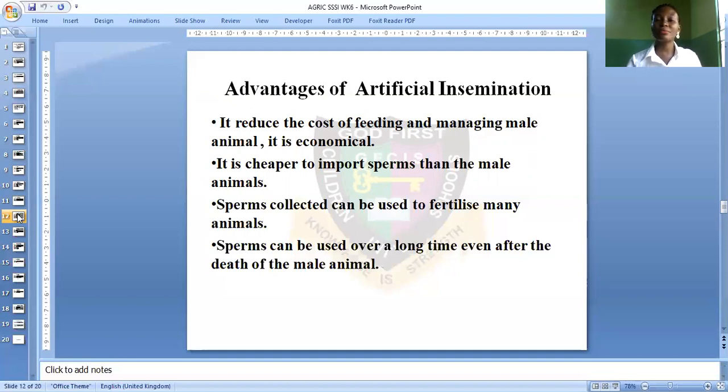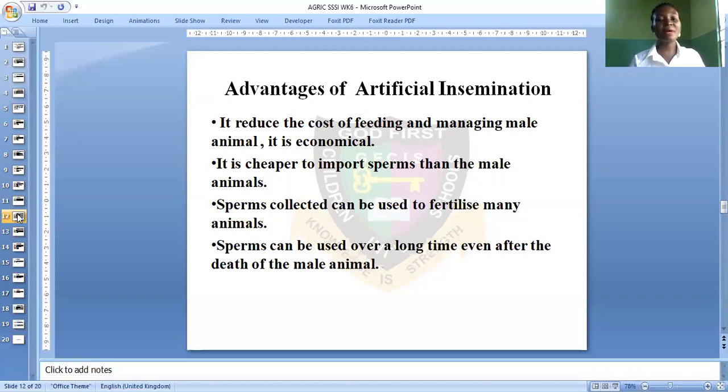Number two, it is cheaper to import sperm than the male animal. It is cheaper to move the sperm from where it is collected to where it will be used, than to import the whole animal. Number three, sperm collected can be used to fertilize many animals. A farmer can collect sperm from a single male farm animal and use it to fertilize many female farm animals.